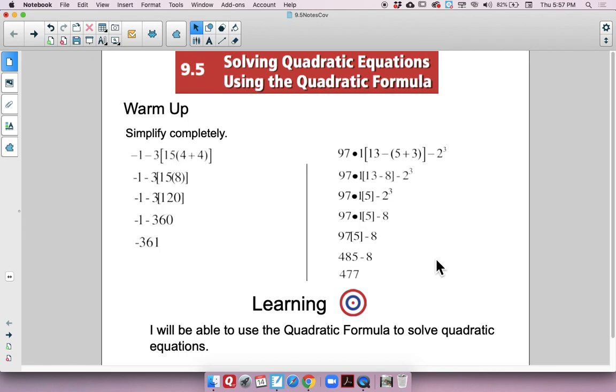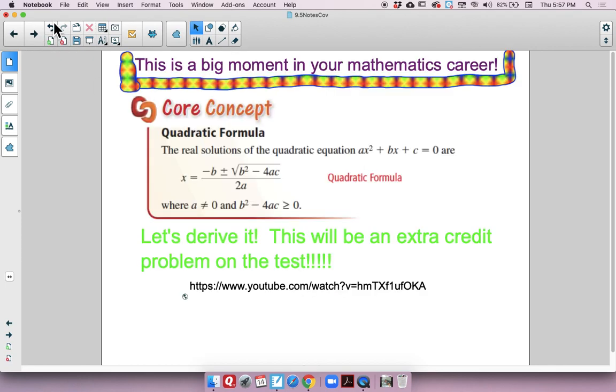Okay, the learning target. I will be able to use the quadratic formula to solve quadratic equations. This is a huge moment in your mathematics career. You will see references in movies, TV shows to the quadratic formula. And it looks like it's something that's super complicated and so forth, but it really isn't. And I promise you that by the time you finish this lesson, if you watch all the videos and do all the problems, you will have this thing down cold.